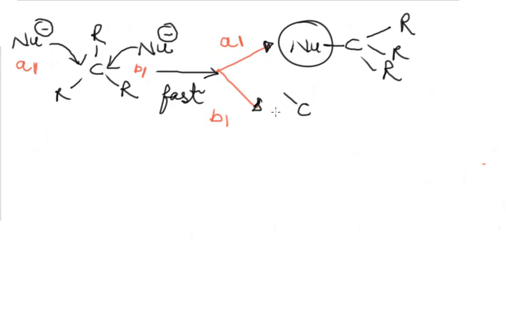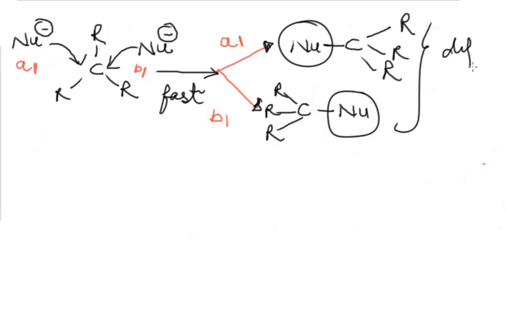C. These are the alkyl groups R. This one is R, this one is R, and this one is Nu. So these are the two ways. The first one is route 1, that is the A1, and the second one is route 2, that is the B2. So these are the two different products.